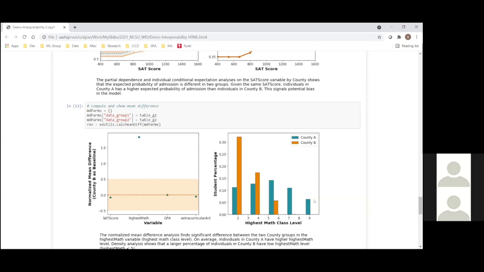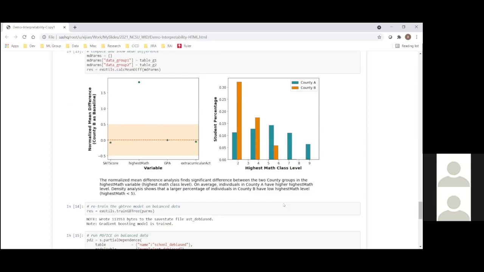If you plot out the percentage of the students taking different levels of math classes in these two counties, it's obvious that County A offers higher level math classes more than County B. And this is not a fault of the students necessarily, but really a problem with the courses offered.